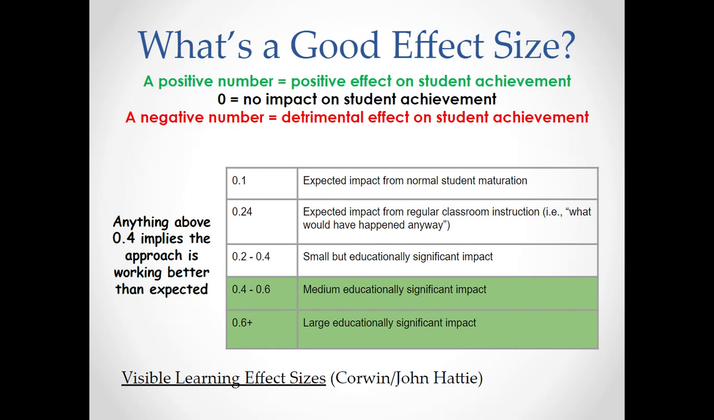And so 0.4 to 0.6 is a medium impact, and 0.6 and above is a large, significant impact. So anything above 0.4 implies that the approach is working quite a bit better than expected, and it would be worth checking out and learning a little bit more about.